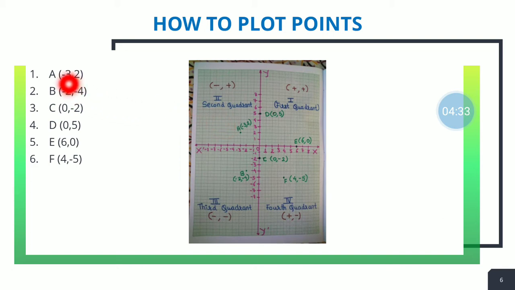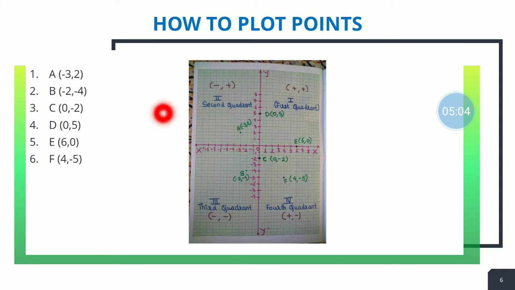Okay. Now I need to plot the point. So how will I plot the point? I am sure that my point will lie in the second quadrant. So now minus 3, we need to start from the origin. Minus 3 on the x-axis is to my left, so I will move 3 units to my left, and 2 is positive, so I have to move up on the y-axis. So my point is here, A (minus 3, 2).